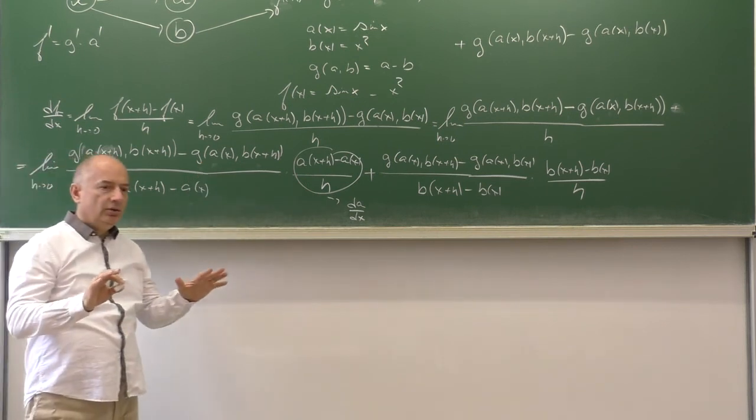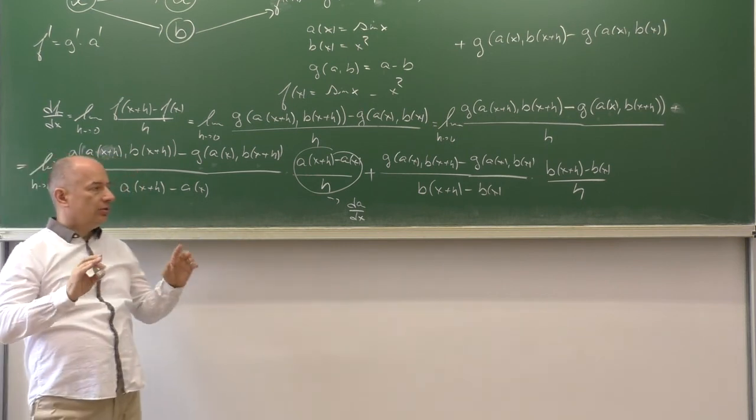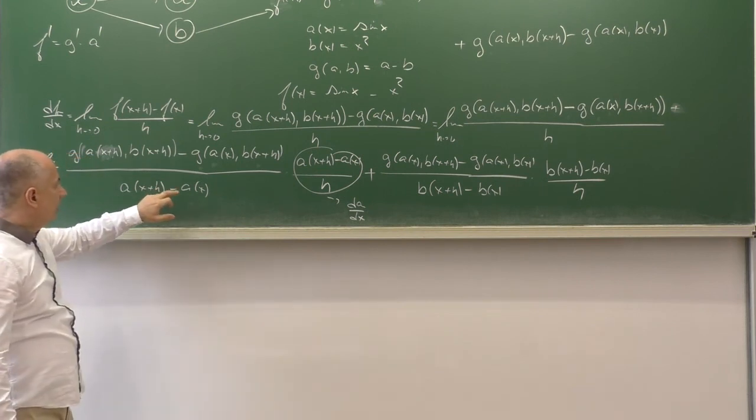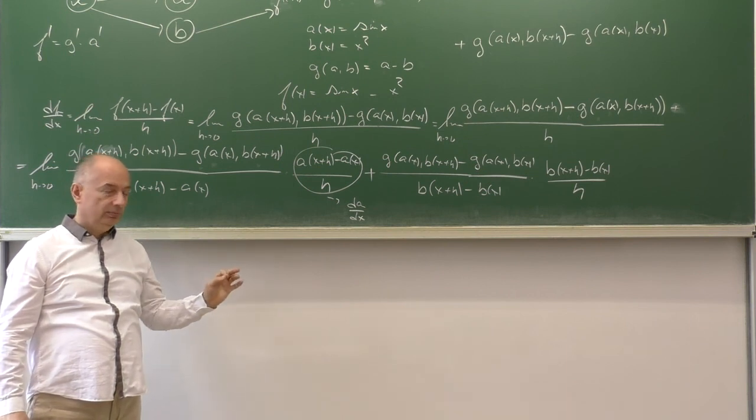Well, this is not a very precise proof. We need one strong simplification. It's good to assume that the derivative of a exists and is different from 0. And then it's okay.